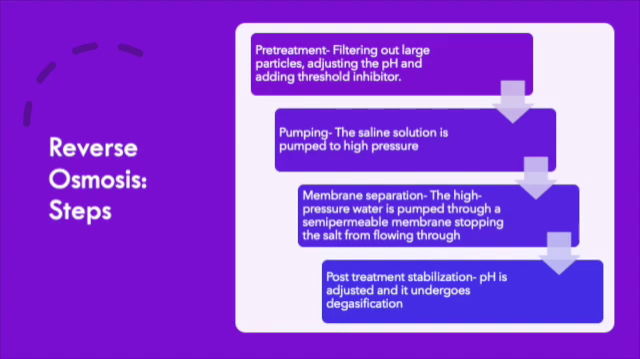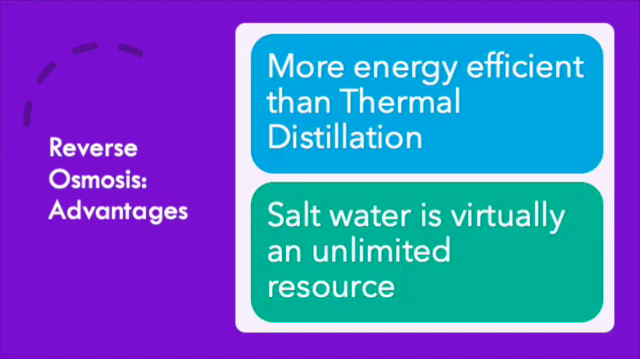Pre-treatment involves filtering out large particles that could negatively affect the finer filters, along with adjusting the pH and adding a threshold inhibitor. Next, the water is pumped to a high pressure which enables it to be forced through a semi-permeable membrane, which separates the salt from the water. After this has been done, the water goes through another pH adjustment and a degasification process. Reverse osmosis is more energy efficient than thermal distillation, which makes it a better option for the future.